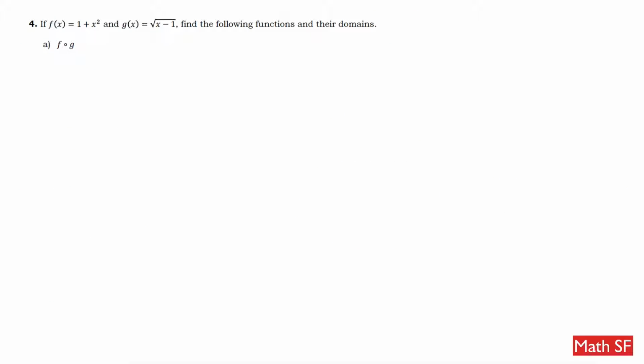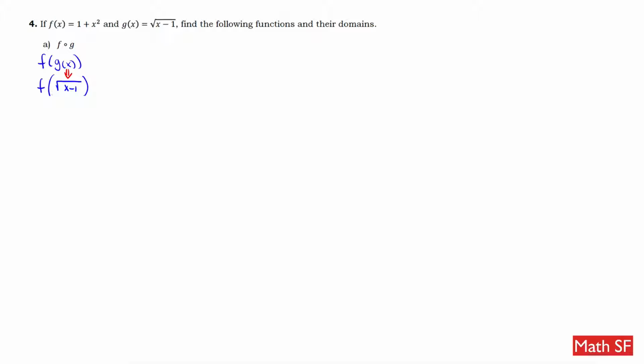Number 4. It says if f of x is equal to 1 plus x squared and g of x is equal to this radical function, find the following functions and their domain. The first problem is find f of g. So what is f of g? f of g is a composite function, so f of g of x. That's what they're asking you to find. So let's see, g of x is the square root of x minus 1, right? And all of these, put in an f there.